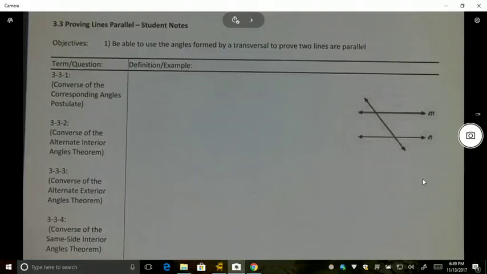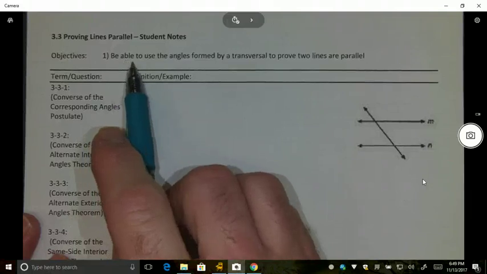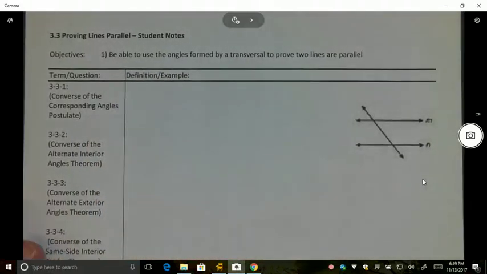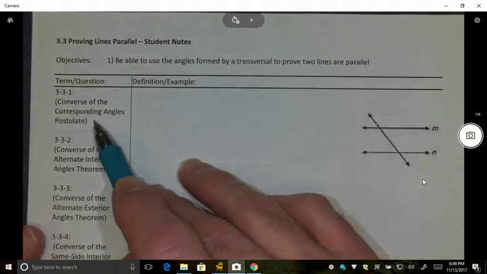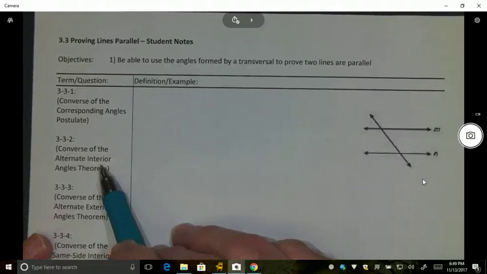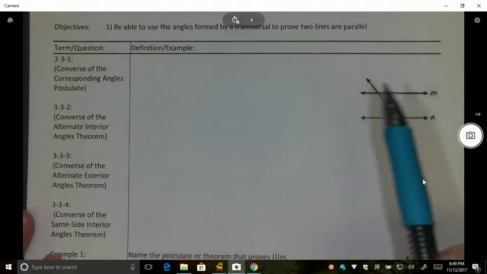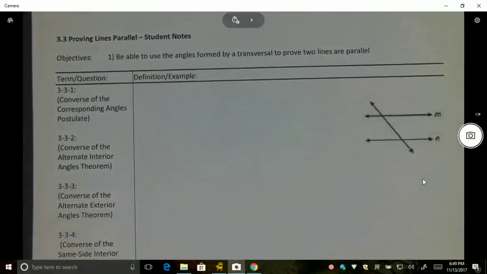Welcome to lesson 3.3, proving lines parallel. The learning target for this lesson is that you'll be able to use angles formed by transversals to prove two lines are parallel. We're now looking at the converse of the corresponding angles postulate, converse of the alternate interior, alternate exterior, and same side interior angle theorems.